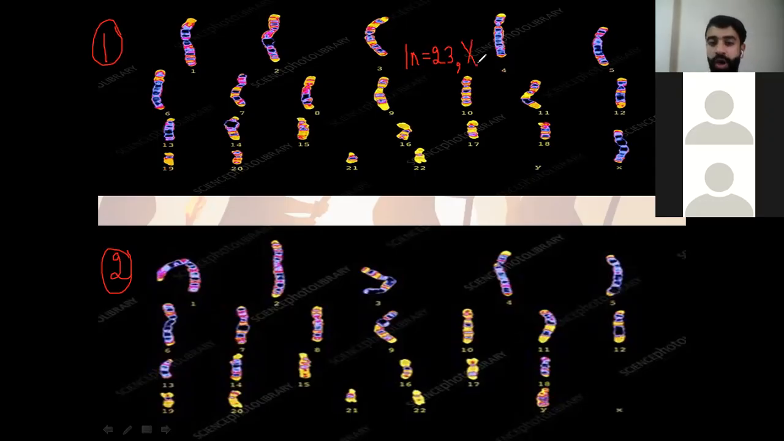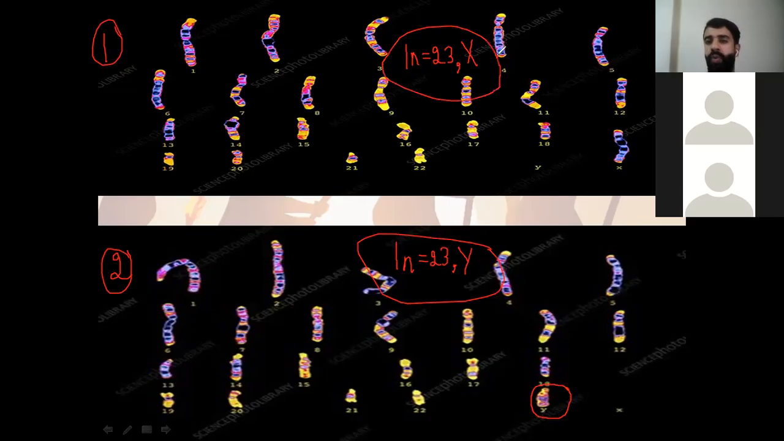The second is going to be 1n equal 23, comma Y. We don't have only one. Okay, so whenever it's a haploid, we're going to have only one sex chromosome, either X or Y, and it's equal to 1n equal 23.